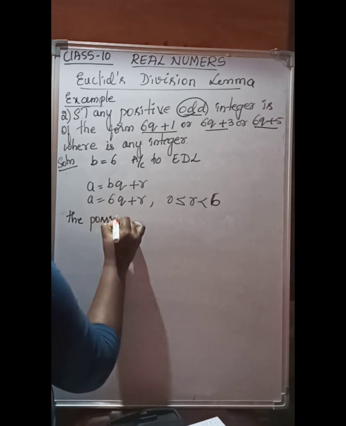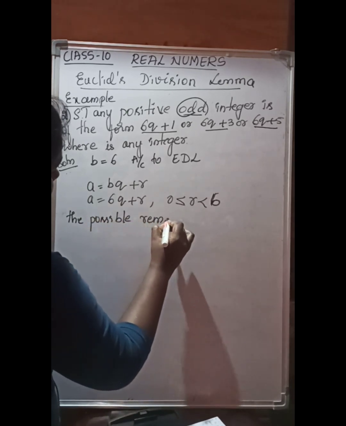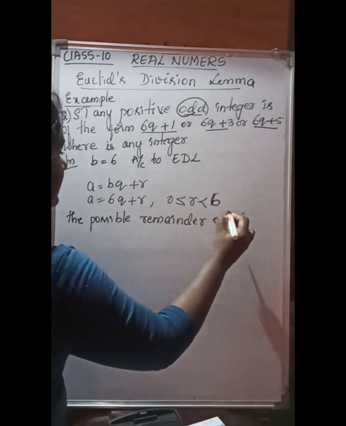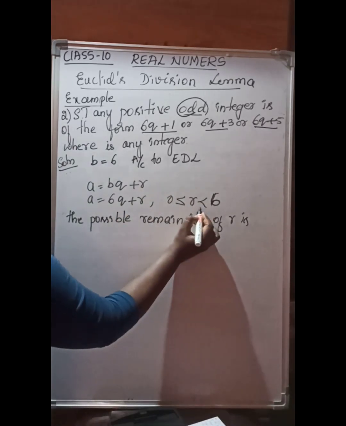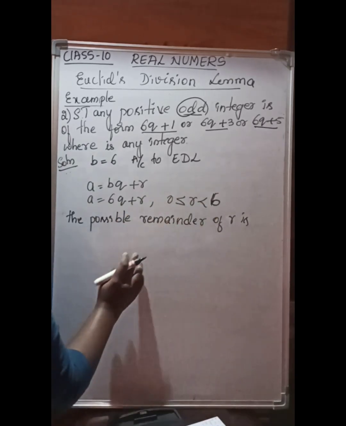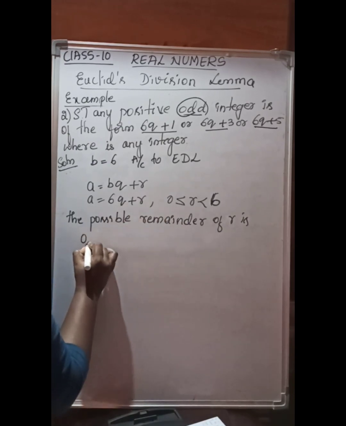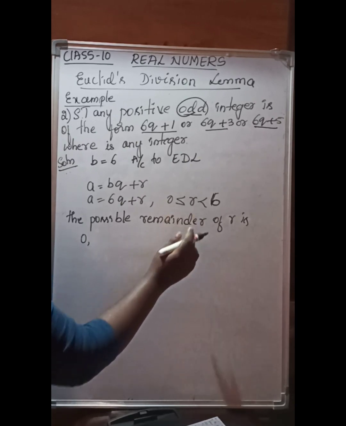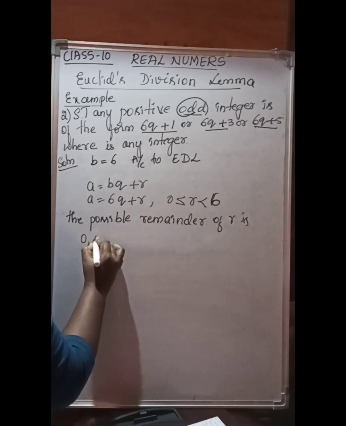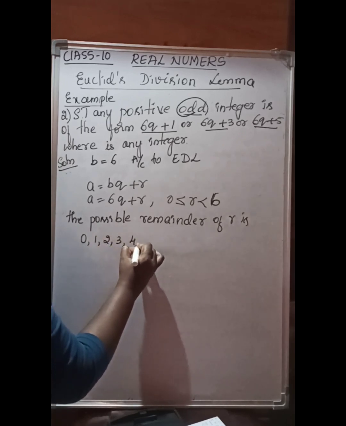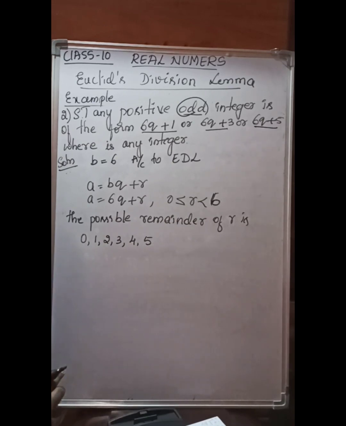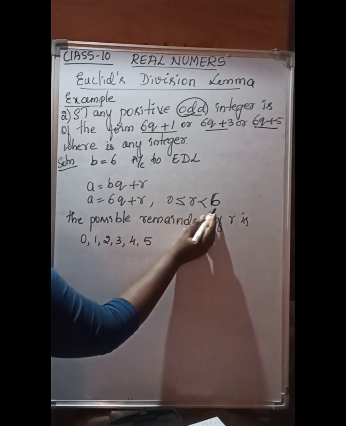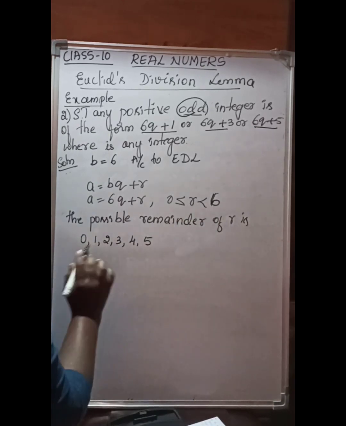The possible remainder r should not be equal to 6, it should be less than 6, and it may be equal to 0 also. So 0 you can consider because the equation itself satisfies r greater than or equal to 0. So 0 is one possible remainder, then 1, 2, 3, 4, 5. Why should you not consider 6? r should be less than 6, not equal to 6. So these are the possible remainders.